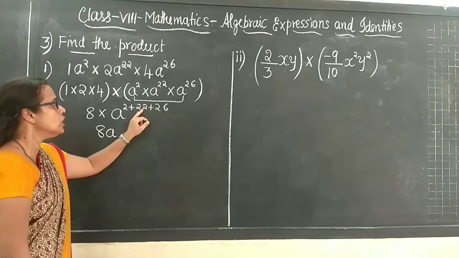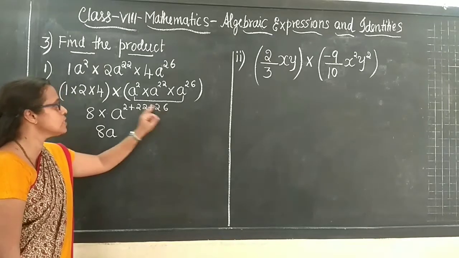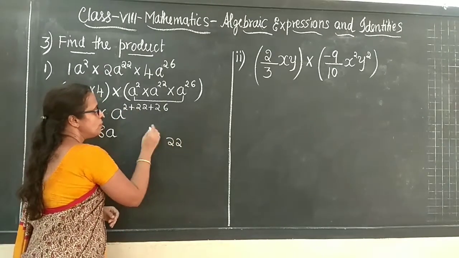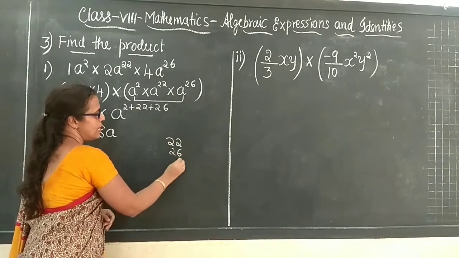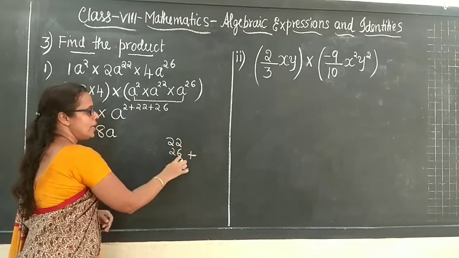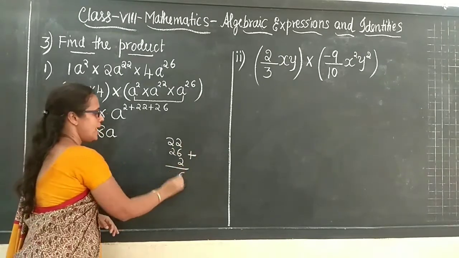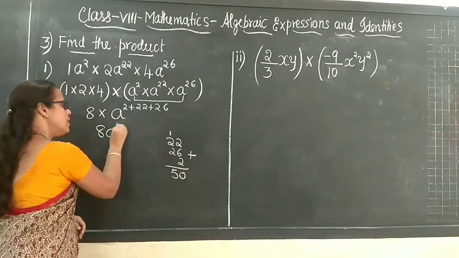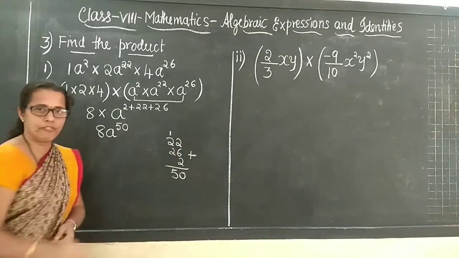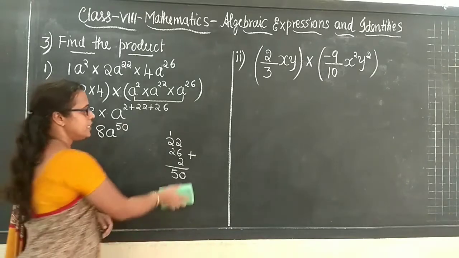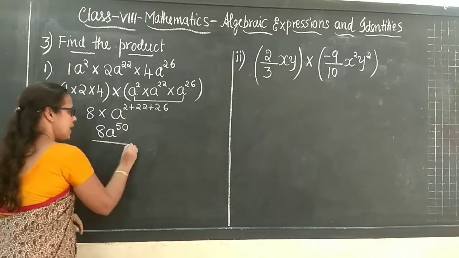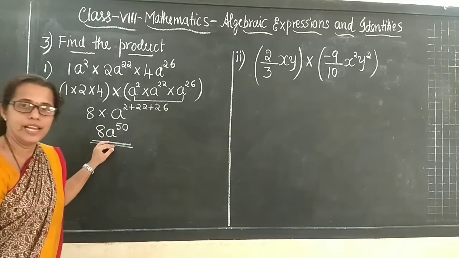22 plus 26, sorry, 26 plus 22 plus 2. How can I add this? 22 plus 26 plus 2. So add here: 2 plus 6, 8. 8 plus 2, 10. 1 carry. 2 plus 2, 4 plus 1, 5. So what is the power? A to the power 50 we can write. Yes children, all the numbers we have to add here. So the power comes to 50. So this is the final answer.